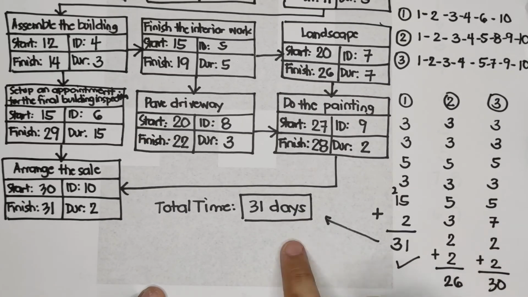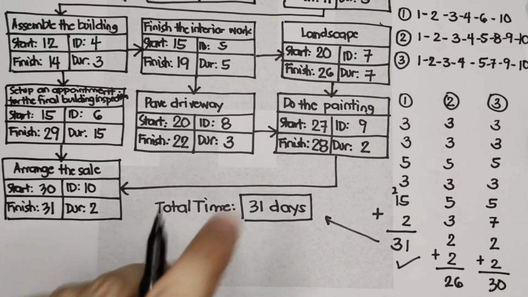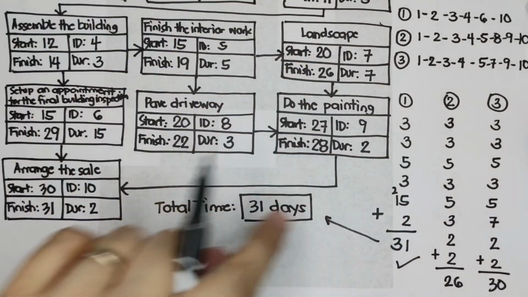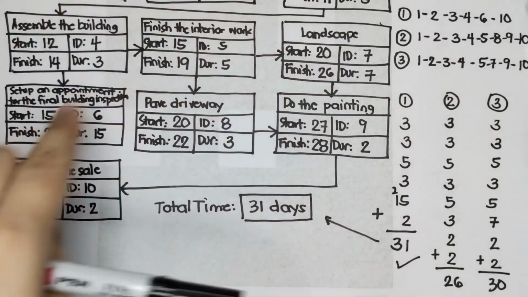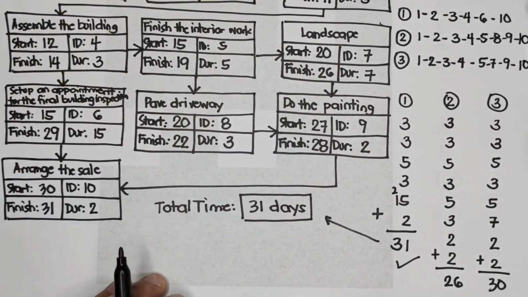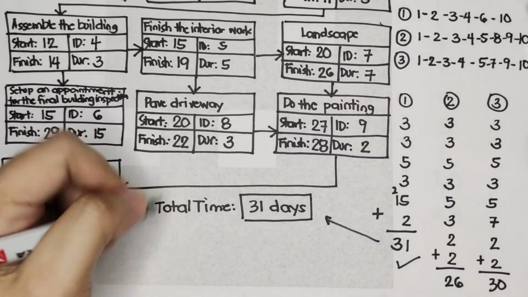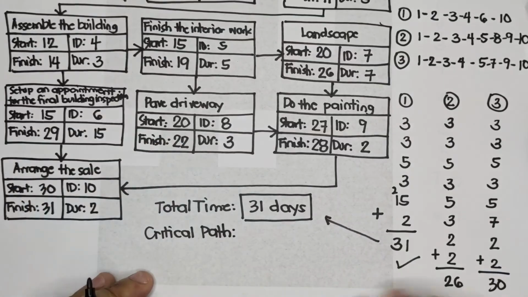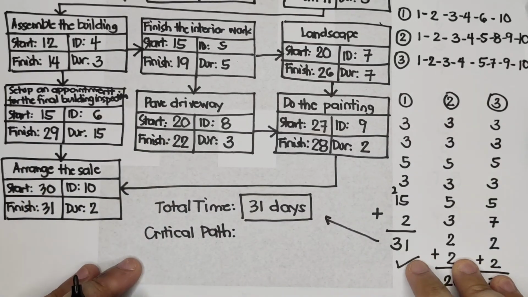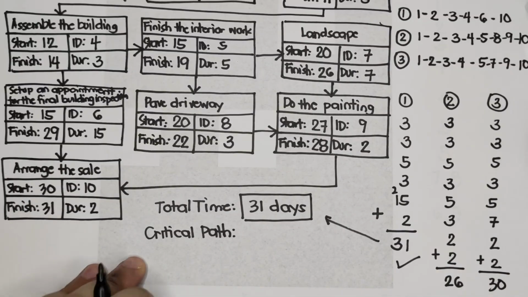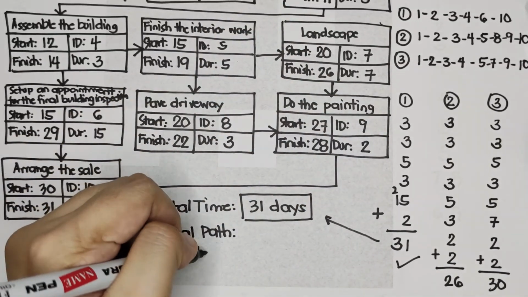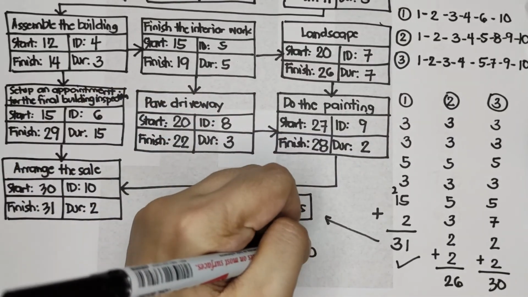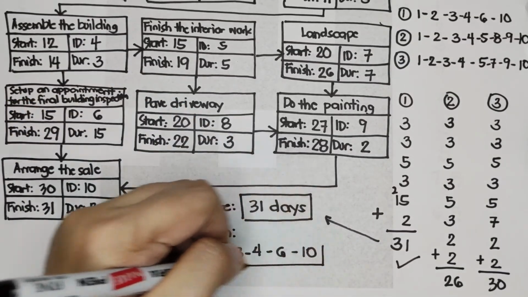So what if they're not the same? Meaning, you have a mistake in adding the total durations, or the problem is your PERT CPM is not correct. So for the critical path, since this is the path we identified as having the largest value, our critical path would be 1, 2, 3, 4, 6, and 10. So that is our critical path.